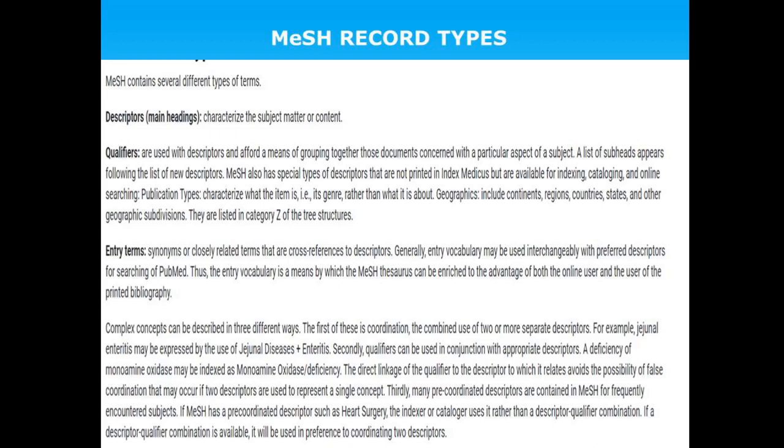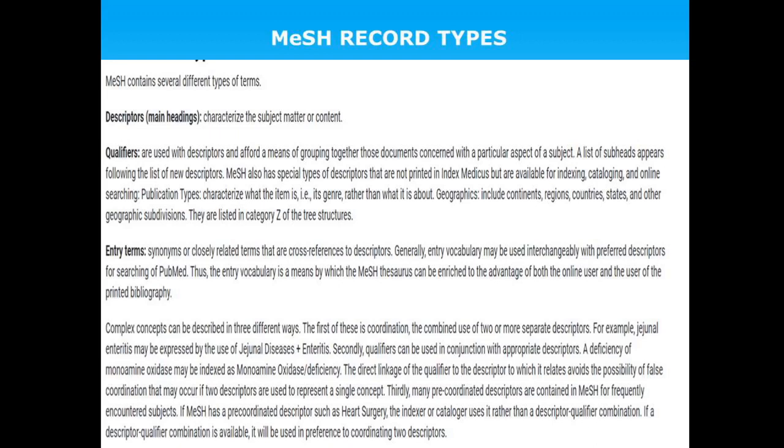Entry terms are what we call related terms. They are closely related terms. They are cross-reference descriptors. They are cross-references. And we will see what cross-references Medical Subject Headings has in the forthcoming slides. Okay. Generally, entry vocabulary may be used interchangeably with the preferred descriptor for searching. For example, if you are using heart, you can use the cross-reference cardio or something like that. So we can use it interchangeably. That is related terms, right?